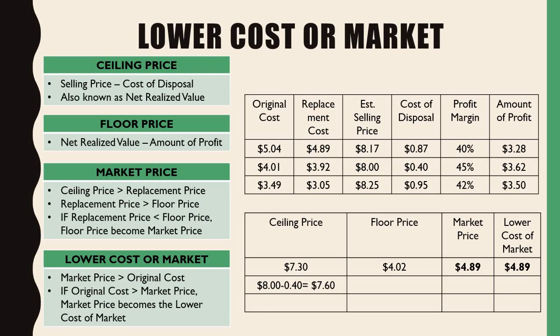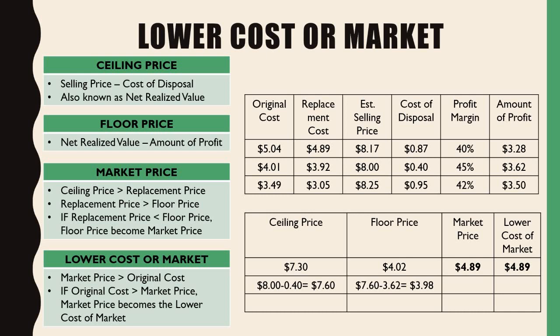Okay, so I see amount of profit. What's your net realized value again? Is that the number you just came up with? Yes, your ceiling price, your 760. Okay. Let me get a calculator. 760 minus 362 gives 398. Okay, good, right? 760 minus $3.62 will give you $3.98.